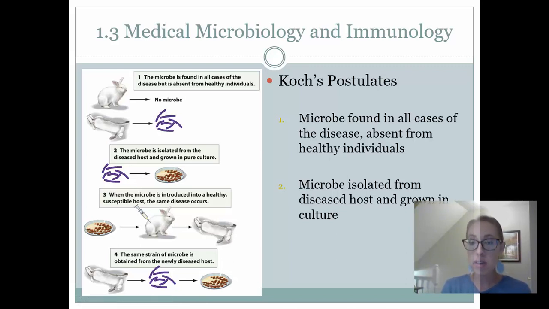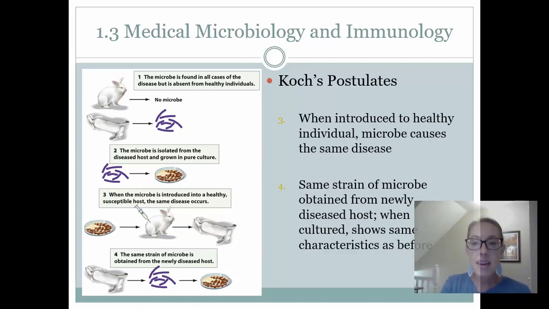So postulate number 2 then states that the microbe isolated from that diseased host can be grown in some type of media. It may be a liquid broth. It might be a solid agar. But that media provides the nutrients to allow the bacteria to multiply.